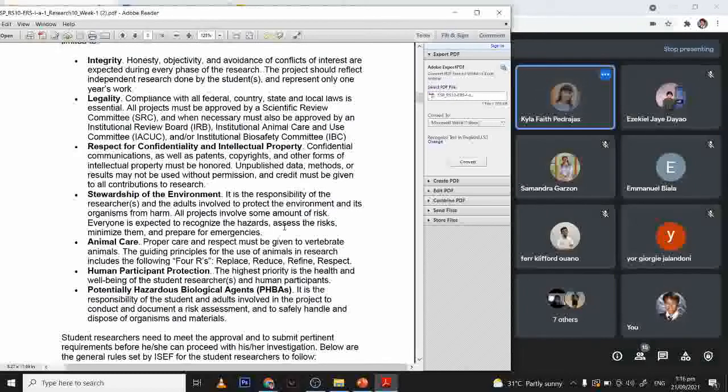Proper care and respect must be given to vertebrate animals. The guiding principles for the use of animals in research include the following four R's: replace, reduce, refine, and respect. So, those are the four R's, which I will discuss later on. Animal rights and lives must also be respected.